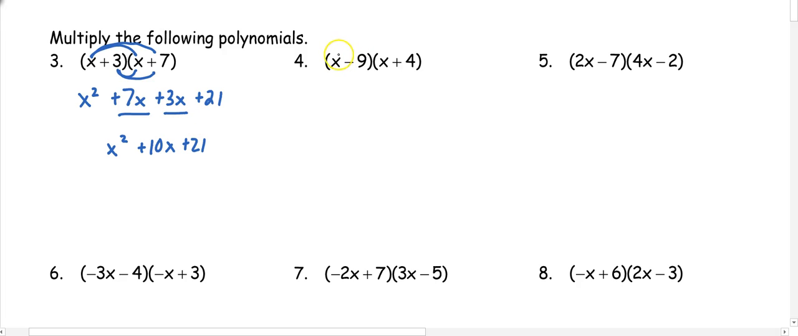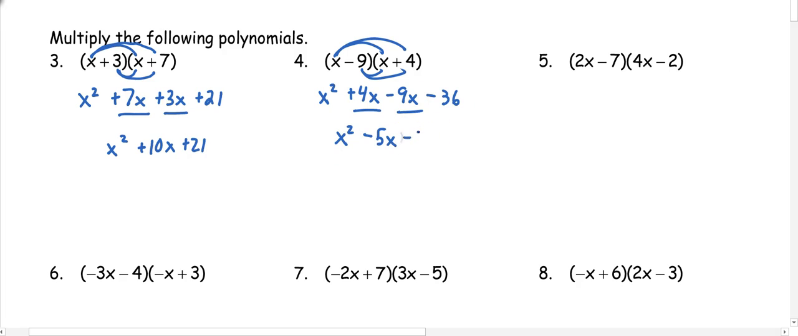Number 4, first I'm going to distribute the x to both terms. So x times x is x squared. X times 4 is 4x. And then I'm going to do the negative 9. So negative 9 times x is negative 9x. Negative 9 times 4 is negative 36. I have two x terms here that can combine, so I get x squared minus 5x minus 36.